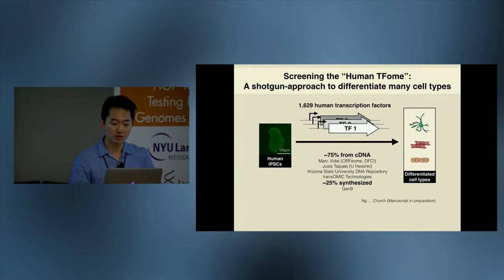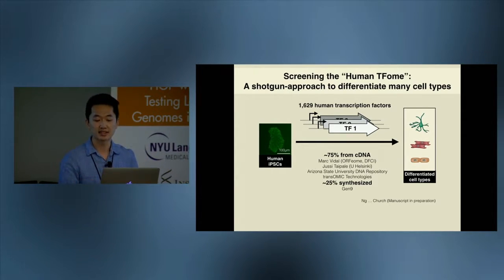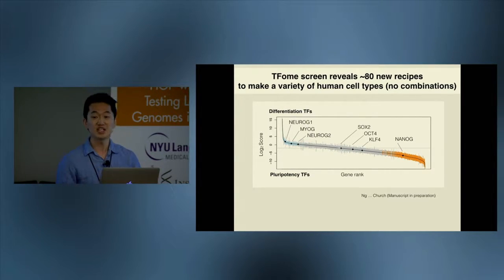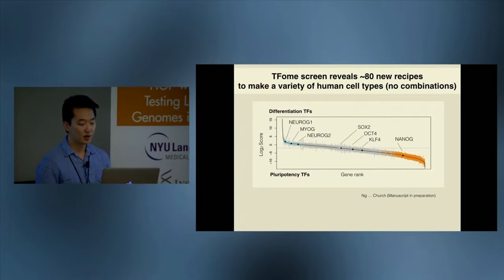So with the TF-ome in hand, we tested which ones can differentiate stem cells. And in the first pass, with no combinations, just single TFs in human stem cells, we find about 80 new recipes to make cell types. So this is a large number from one study alone. Typically, you would focus on one cell type for one or two grad students, PhDs. Here we've putatively made about 80 new recipes, and we've recovered a lot of known developmental transcription factors as well as many novel ones. So for the next few minutes, I'll talk about some of the specific cell types we've been able to make.